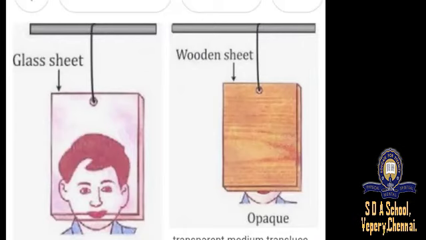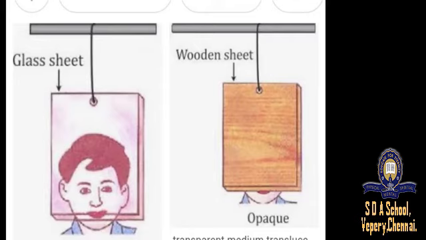Now let us learn about transparent, translucent and opaque substances. Transparent substances allow light to pass through them, which means we can see the things behind those substances. Whereas translucent substances allow light to pass through them only partially. Here we can see the things behind but not clearly. Third one is opaque substances. Opaque substances do not allow light to pass through them.